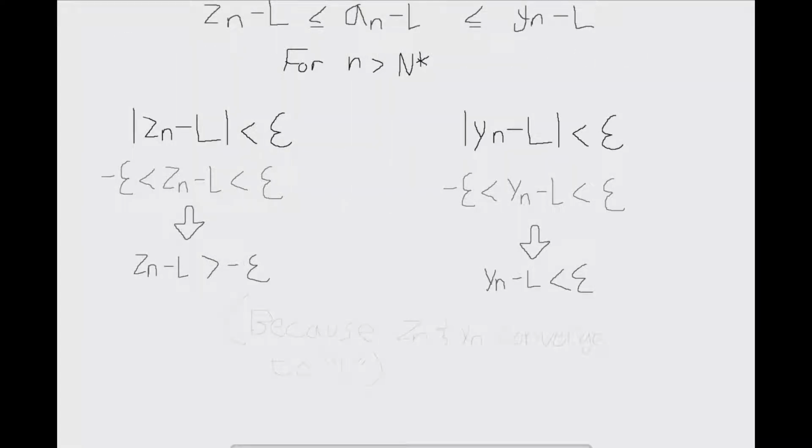So to further expand this, I've copy and pasted what we did in the last slide. So for n greater than n star, which we define as the max of n1 and n2, the absolute value of z sub n minus L is less than epsilon, so negative epsilon is less than z sub n minus L, which is less than epsilon, and the same for y sub n minus L. So something important we can pull from that is that z sub n minus L is greater than negative epsilon, and y sub n minus L is less than epsilon. We can do this because z sub n and y sub n converge to their limit L.